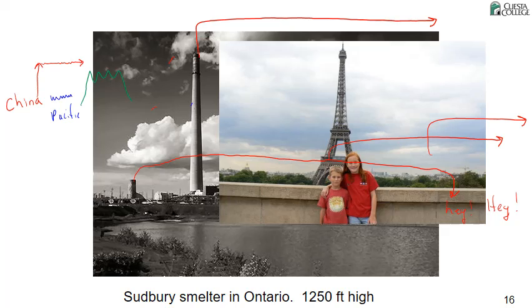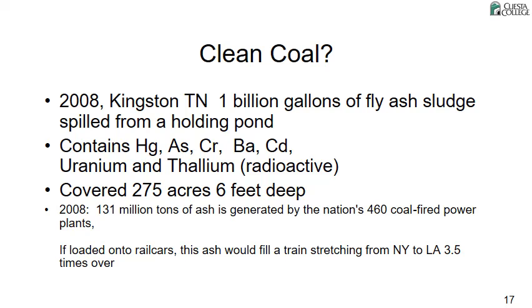Here's a picture of my kids. They're in front of the Eiffel Tower in this picture. Guess which is taller, the Eiffel Tower or the Sudbury Superstack? You're right, it's the Sudbury Superstack by about 1,250 feet.